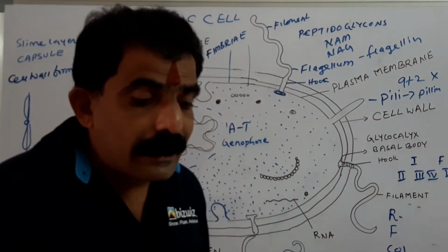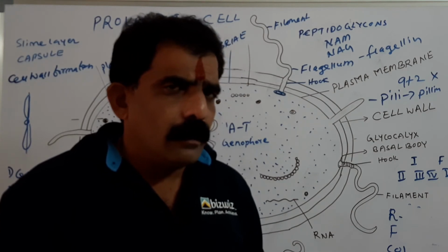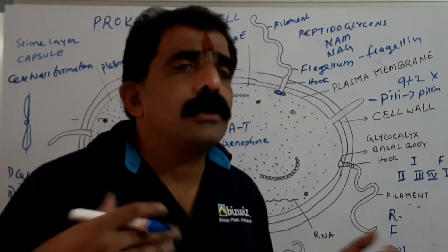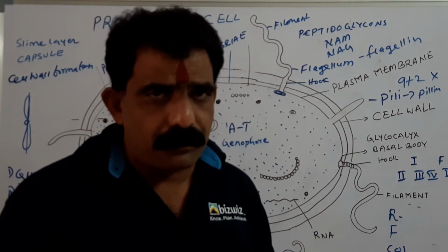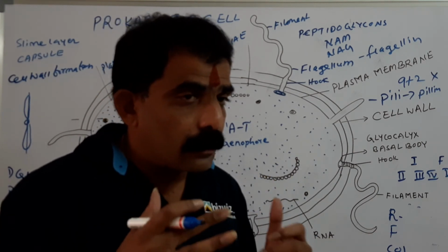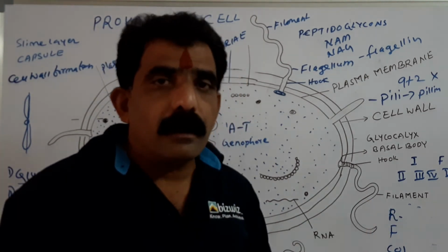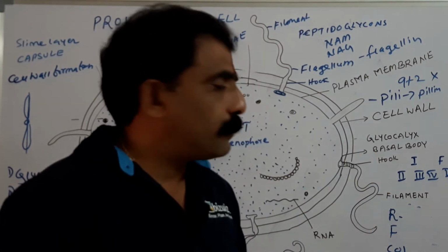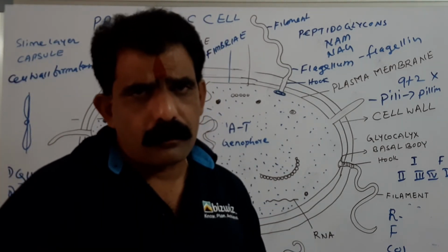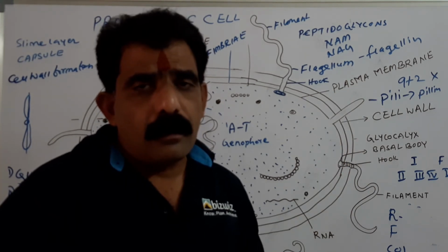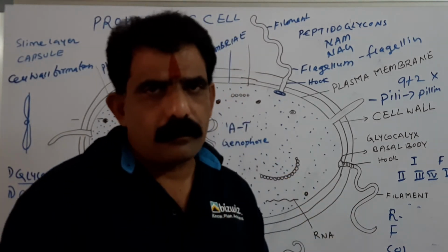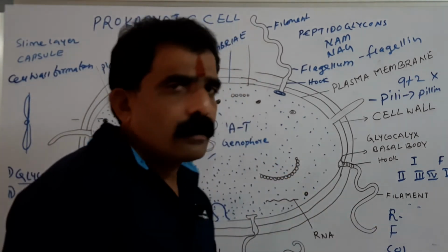R plasmids means resistance plasmids. Bacteria which have R plasmids develop resistance against drugs and chemicals. Although you give antibiotics, they won't be killed because they have the R type of plasmid. F plasmids are involved in fertility. As I mentioned, in conjugation, genetic material is transferred from plus bacteria to minus bacteria. Those involved in conjugation are called F plasmids.